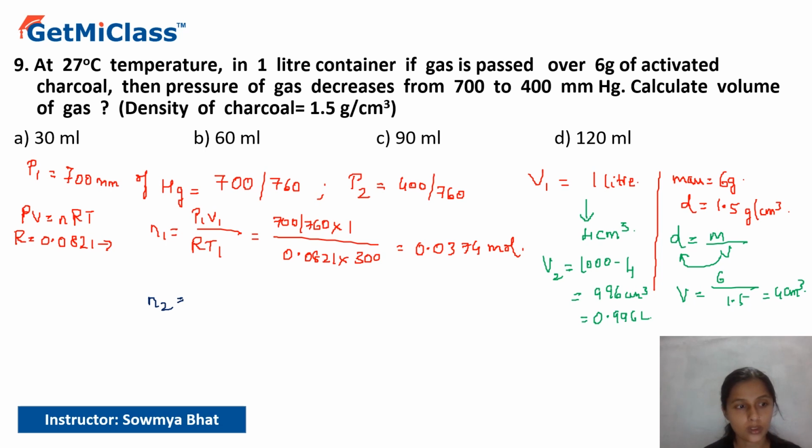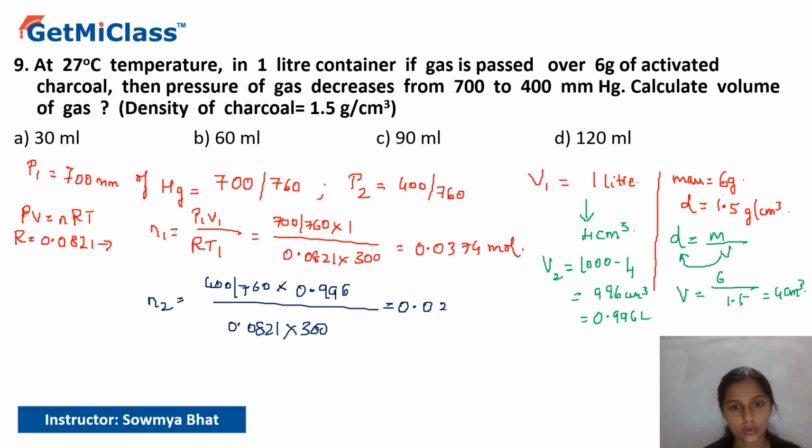You can apply this in the formula. The N2 is equal to P2, that's 400 over 760 into, now the volume has become 0.996 because some of the volume is occupied by the charcoal, and 0.0821 times 300, that is going to give you the value of 0.0213 mole. So what is the number of moles of gas adsorbed? That's this minus this. The initial number of moles minus final number of moles. That's going to give you 0.0161. This many moles. So you know the number of moles.